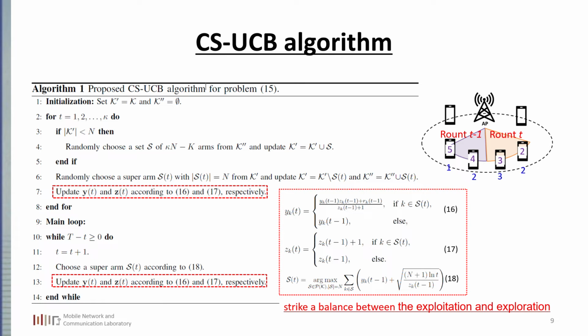Through this process, once you finish the initial setup, you can go to the main loop from line 9. For each round T, the values Y and G are updated. The updates are for selecting the optimal arm, the superarm S_t. In this S_t expression, the preceding term is exploitation, and the latter term is exploration.